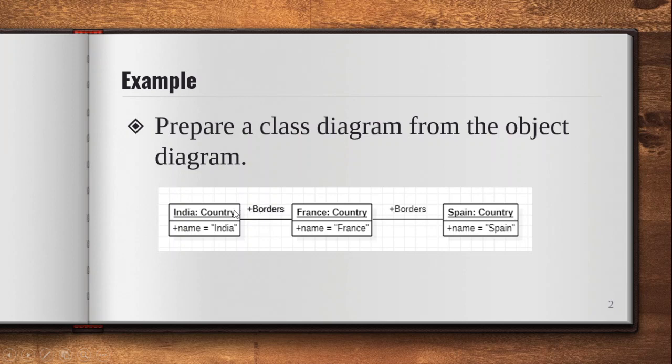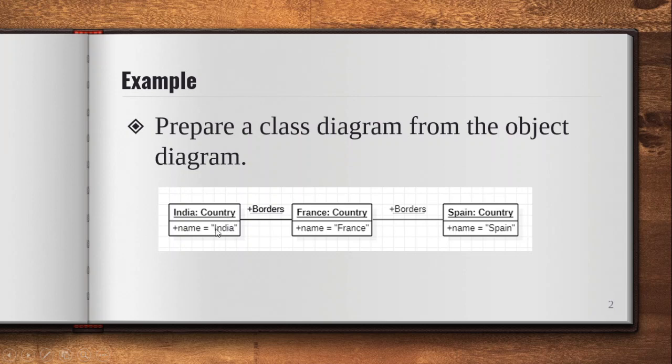Here you can see three objects are derived from the country class. India colon country, which is underlined, is one object. Again France colon country is the second object, and Spain colon country is the third object. So these three are the objects, and the notation for an object is object name colon class name, which is underlined. Based on this we have understood that these are the objects.